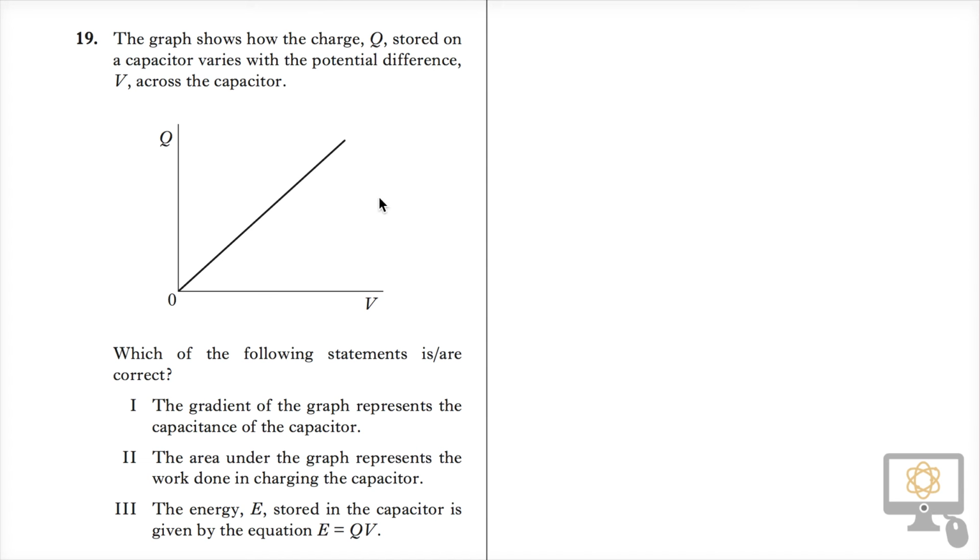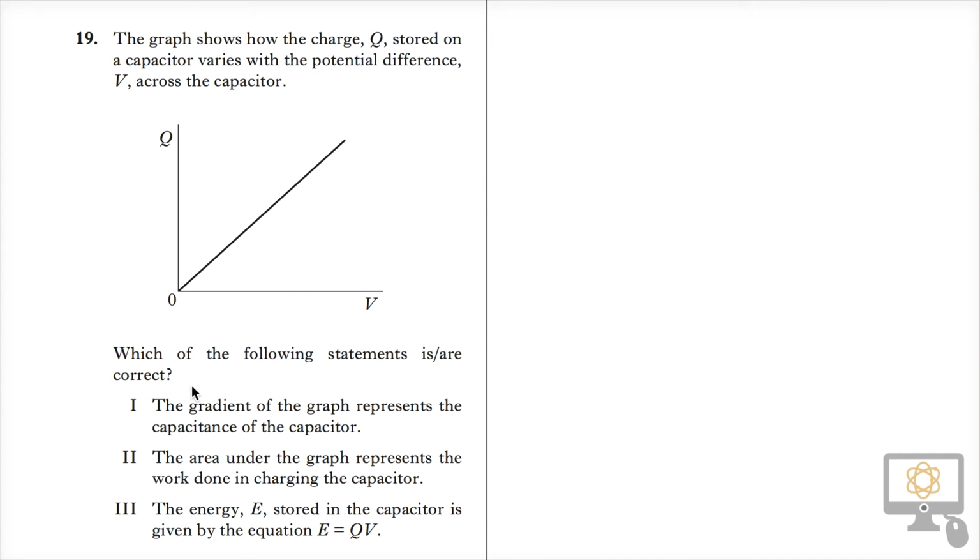We're at question number 19 from the 2013 Revised Higher Physics paper. It says a graph shows how the charge Q stored in a capacitor varies with the potential difference (voltage) V across the capacitor. This is very similar to the graph that I drew in the previous question, number 18. If you want to look at that video, you're welcome to. So that's the graph showing the relationship between charge and voltage.